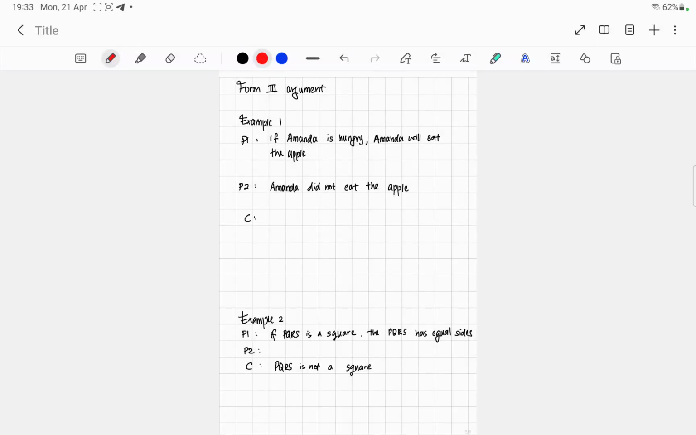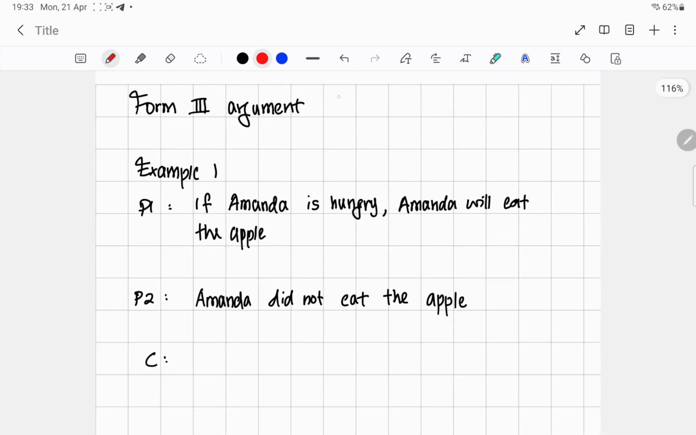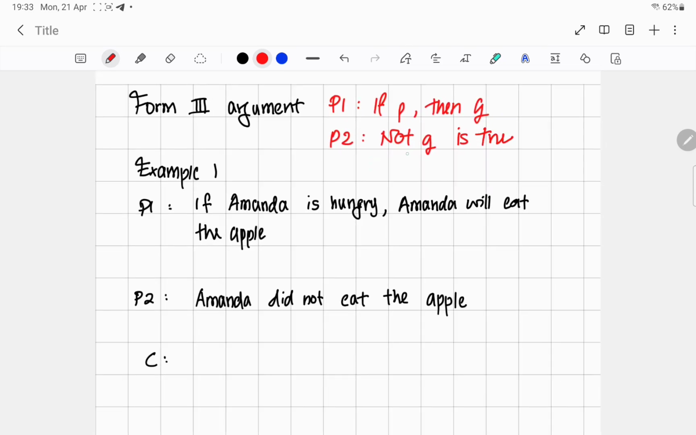So in this video, we will discuss form 3 argument. If you recap, what is form 3 argument? Form 3 argument is when premise 1 is talking about if P then Q. So your premise 2 will talk about not Q. It's true. And then your conclusion will talk about not P is true.